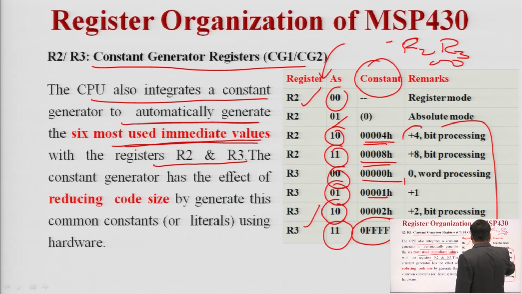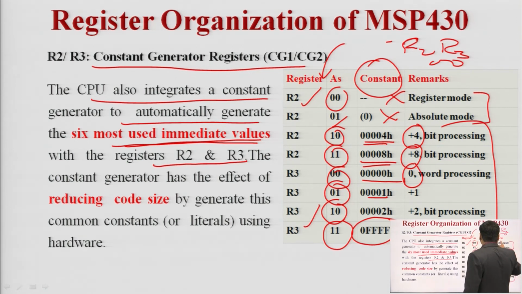It means that these are the incremental values. So the incremental values of 0, 0, 0, 0, 4 is plus 4, and it has a plus 8, and it has an increment value of 0. So basically this slide represents that the constant generator is used to generate six most intermediate values. Here, for 0 0 and 0 1, we will not generate any constants, in register mode and absolute mode. So in these two modes no constant will be generated.